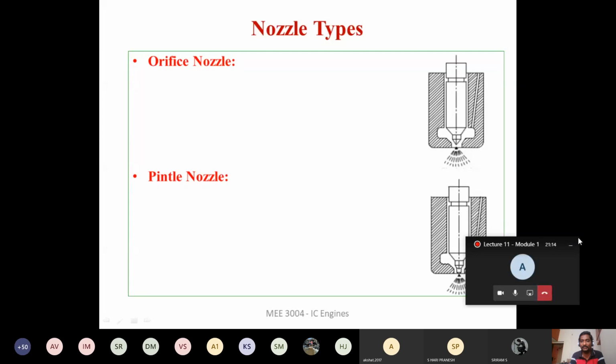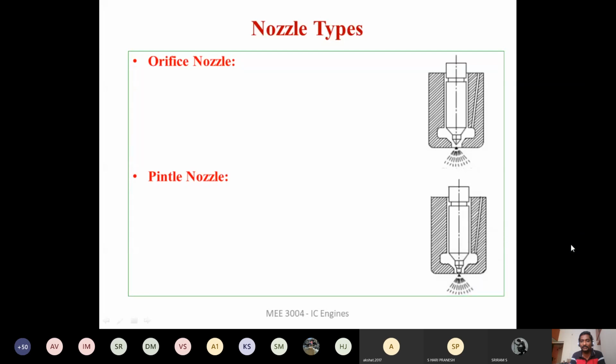Okay, so coming to the nozzle types, I have told you that basically there are two different types of nozzles. One we call the orifice nozzle, right? This is the nozzle part. Here you can see this is the orifice through which the fuel is going to be sprayed, and this is the needle valve. Okay, so this portion is the flow passage for the fuel.